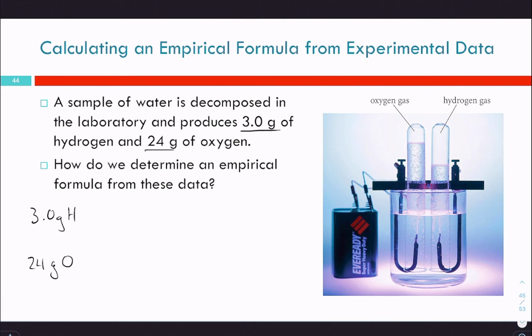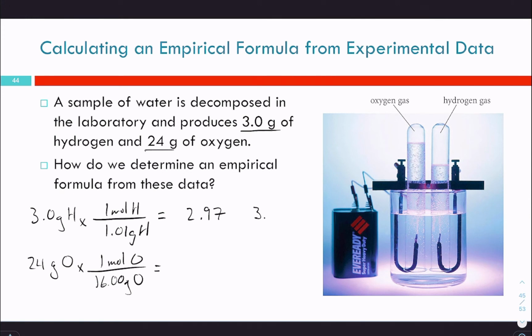So for 3 grams of hydrogen, we'll use its molar mass of 1.01 grams hydrogen for 1 mole hydrogen. And for oxygen, 16.00 grams oxygen for 1 mole oxygen. So 3 divided by 1.01, should be no surprise that it's very close, 2.97, so we can round that up to 3. With the correct number of sig figs, 3.0 moles of hydrogen. And then for oxygen, it'll be 24 divided by 16, which is exactly 1.5 moles of oxygen.